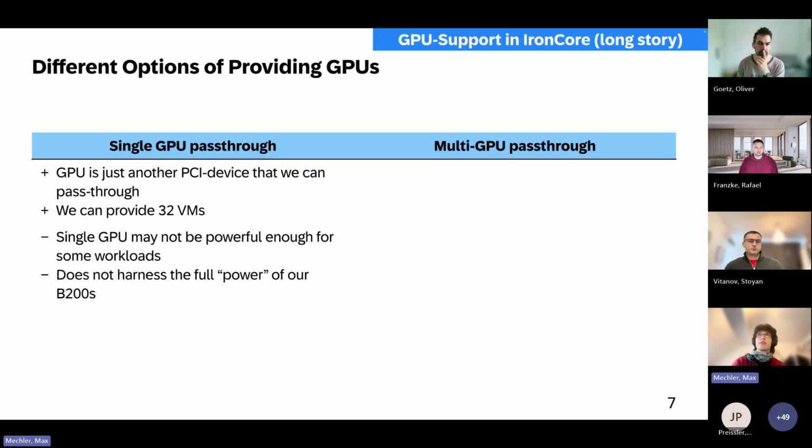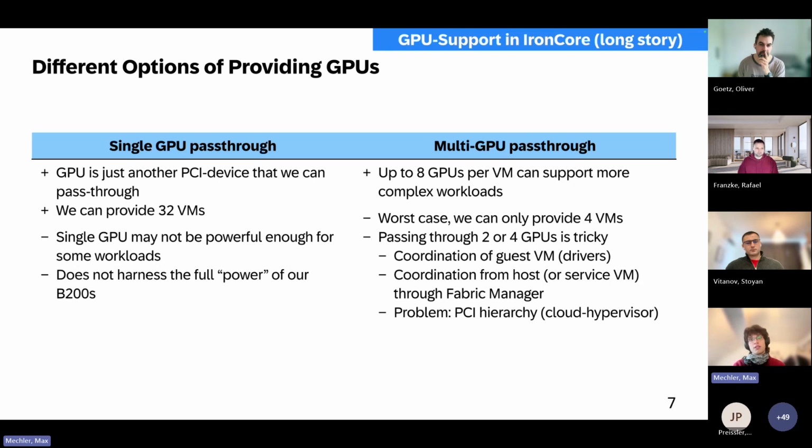On the other hand, we could pass through multiple GPUs. We can pass through up to 8 GPUs per VM. And that could, of course, support much more complex workloads because they can also connect together. But there's also quite a bit of downside because in the worst case, we could only provide 4 VMs, which is quite few. And passing through 2 or 4 GPUs is actually more tricky than expected because it requires coordination of the guest VM, which is a bit tricky because we allow customers basically to upload any image that they want. It also would require some coordination from the host or from a service VM through the NVIDIA Fabric Manager, which we would have to automate.